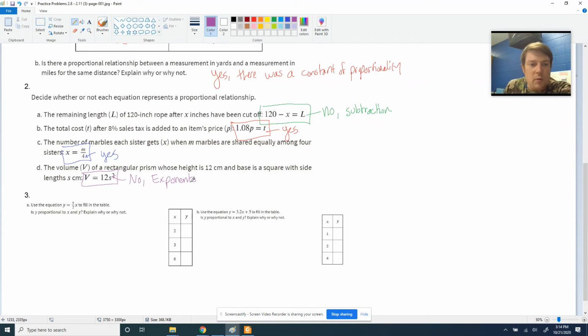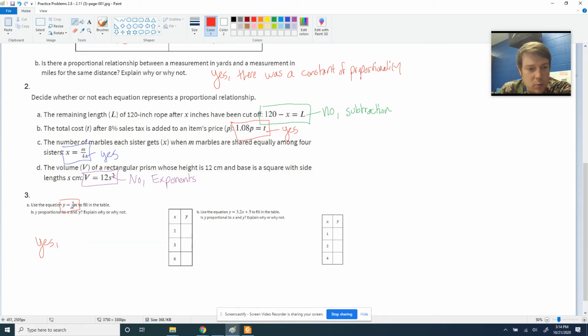All right, let's look at a couple of other equations here on number 3. Number 3 jumps into talking about equations and filling out tables and determining whether it's proportional between x and y or not. Okay, so the first thing you could do is look at the equation. There's no exponents, there's no fractions with the letters on the bottom, and there's no addition or subtraction. So I'm going to go ahead and say that yes, this is proportional, okay?